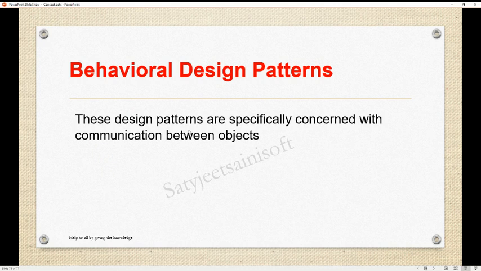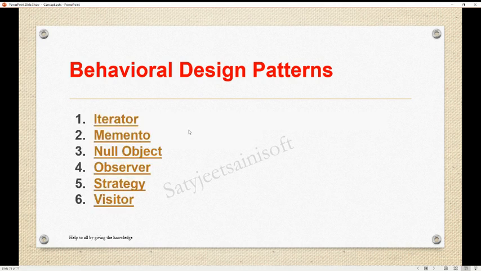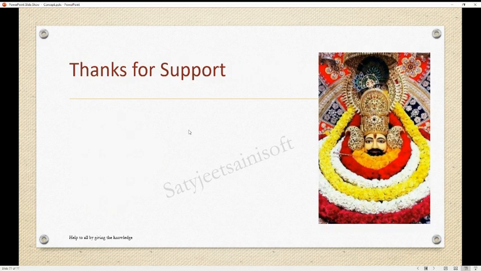Coming on to the behavioral design, these design patterns are specifically concerned with the communication between objects. The most commonly asked design patterns in the behavioral category are iterator, memento, null object, observer, strategy, and visitor. And observer, everyone is aware, like on the front end side we also use the observer pattern as the RX library and all. So thank you for this much information which I have given to you. We'll meet all the patterns one by one in full detail with practical examples.